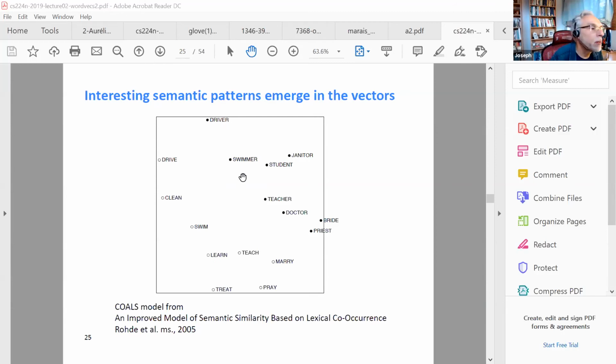So here we have driver, drive, driver, swim, swimmer. They seem to have this directional relationship, right? Learn, teacher, learn, teach, bride, marry. They have this directional relationship. Janitor, clean. So these are the semantic patterns, and these have to do with directionality. This is the thing that Murat pointed out early in the class today.